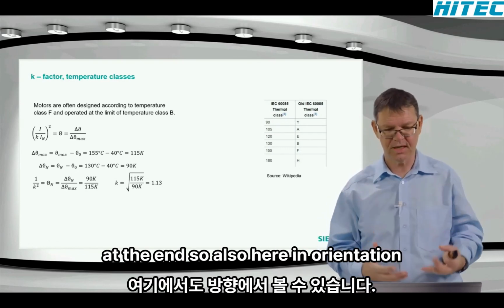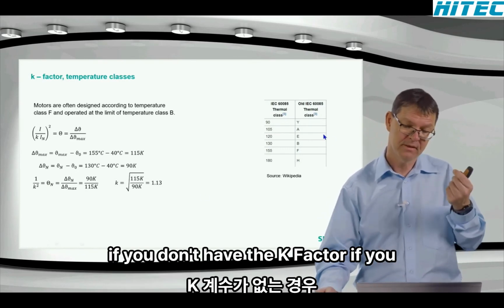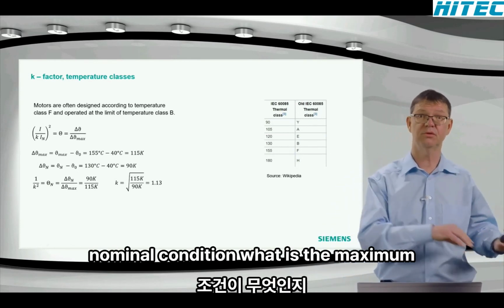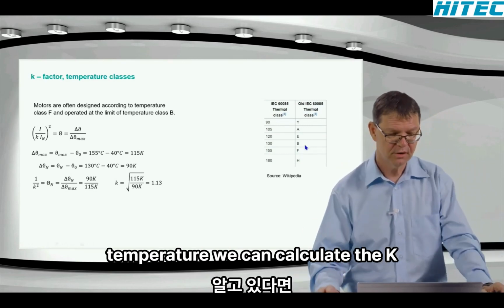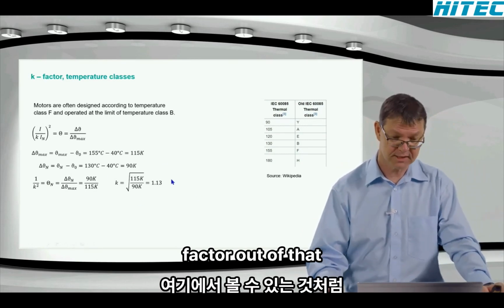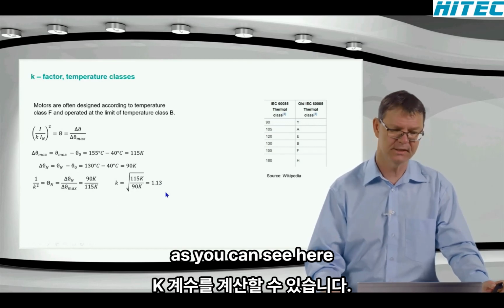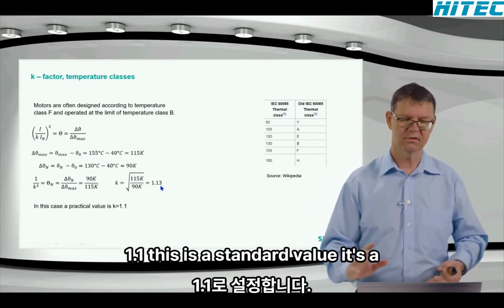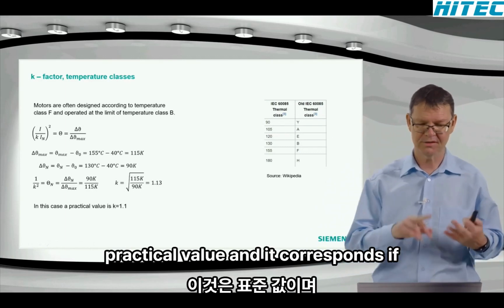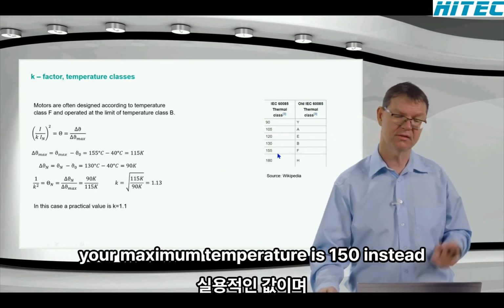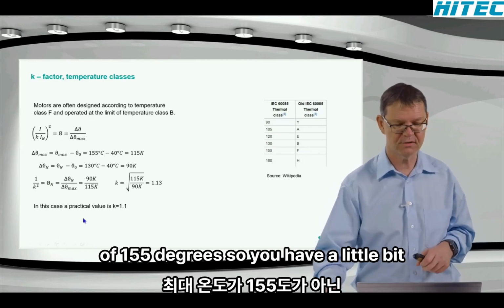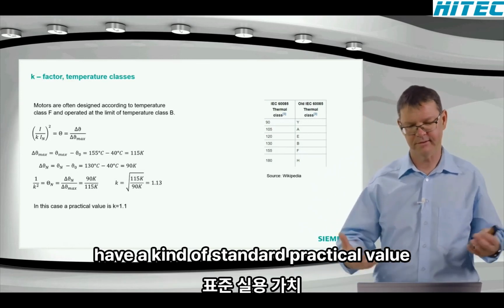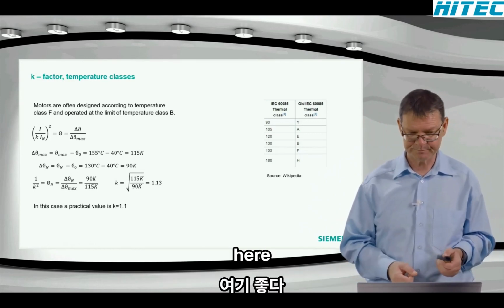So also here an orientation, if you don't have the K factor, if you have the temperature classes and you know what is the temperature under nominal condition, what is the maximum temperature, you can calculate the K factor out of that, as you can see here. In this case, I would set a K factor of 1.1. This is a standard value, it's a practical value, and it corresponds if your maximum temperature is 150 instead of 155 degrees. So you have a little bit more margin in there. And then you have a kind of standard practical value here.